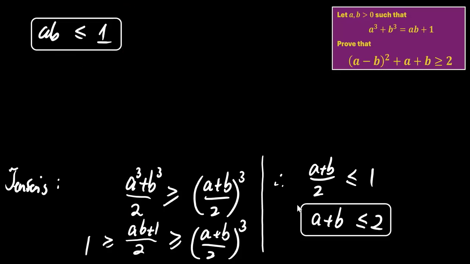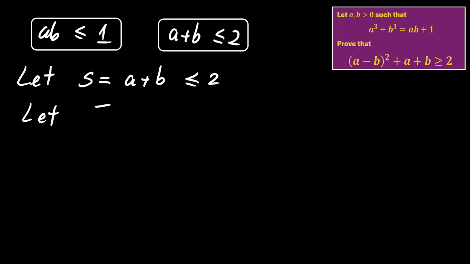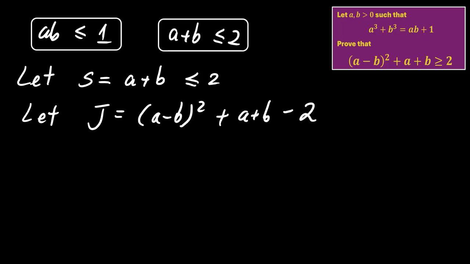So these are the two important inequalities that we obtained so far. The product is at most 1 and the sum is at most 2. Now let s be the sum a plus b, and therefore s is less than or equal to 2. Now let J be (a minus b) squared plus a plus b minus 2. If we are able to show that this is greater than or equal to 0, then we prove the original inequality. So we hope that J is greater than or equal to 0.